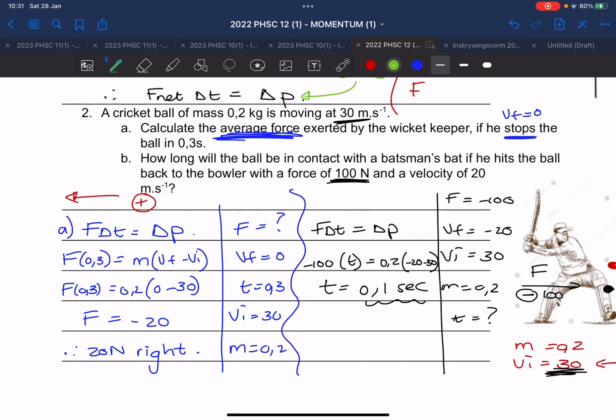Okay. So, they ask for the average force. So that's why I put a question mark there. The final velocity is 0. Why is the final velocity 0? If he stops the ball. Okay, so final velocity is 0. They say the time is 0.3 seconds. The initial velocity is 30 and the mass is 0.2 kilograms.